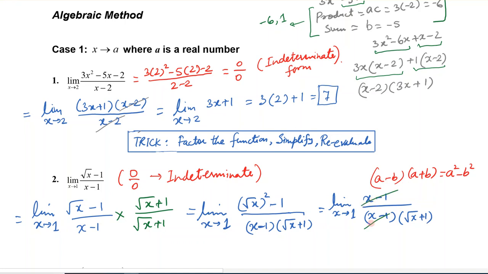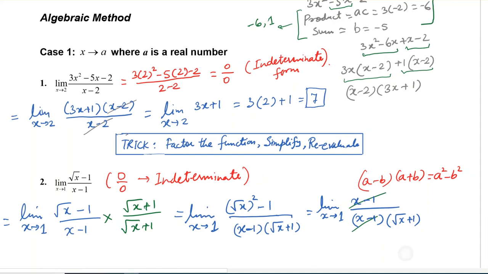So this was a factor that was making 0 on the top and 0 on the bottom. So now we got rid of this factor. And in the next step, we just have limit x approaching 1 of 1 over square root of x plus 1. So now is a good time to plug in the value again. And from here we get 1 over 1 plus 1, which is just 1 over 2.